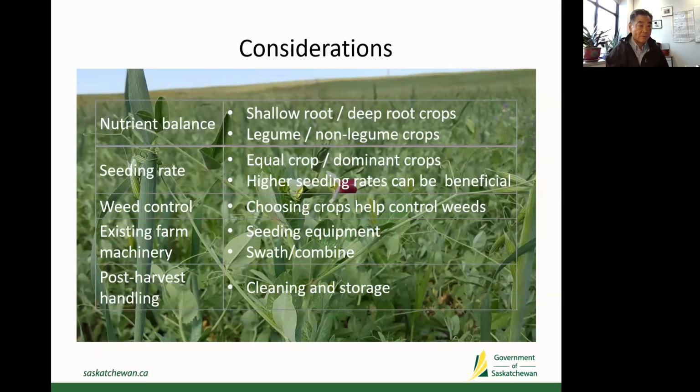And particularly, some of the crops we choose would require a wider row spacing. And if your row spacing in your farm is narrower, most organic farms would have that, choose those that fit your equipment. Instead, you have to rent other equipment. And also the post-harvest handling, like cleaning and storage. And I will speak about that after.